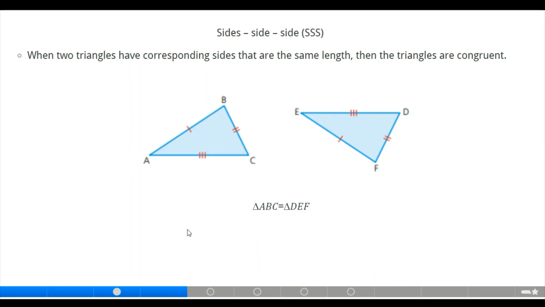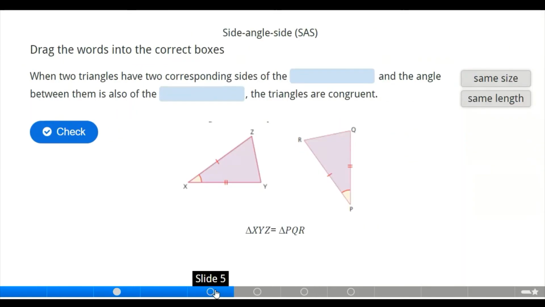Now let's look at these two triangles that we have here. Side AB is the same thing as side FE. Side BC is the same thing as side DF, and side AC is the same thing as side DE. So this type of triangle satisfies the condition for congruent triangles. Now let's see the next condition, which is SAS, which is side angle side.